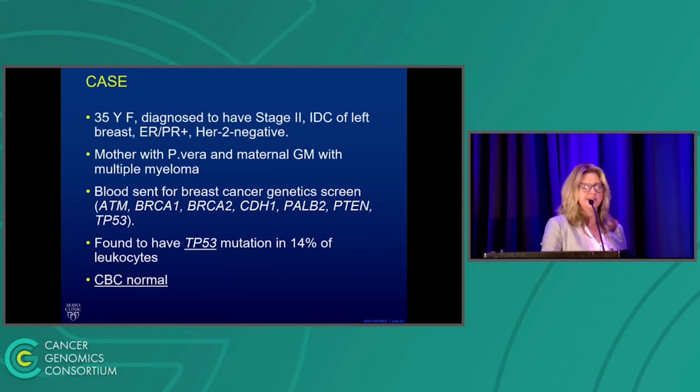They sent her blood for hereditary breast cancer genetic screening for some of the most relevant genes, and it came back. She was found to have a TP53 mutation in 14% of her leukocytes. So this is unlikely to represent mosaicism and likely to be clonal hematopoiesis. She didn't have any abnormal blood count. Her CBC was completely normal. Now, she's only 35 years old, and you're about to discuss adjuvant chemotherapy with her.